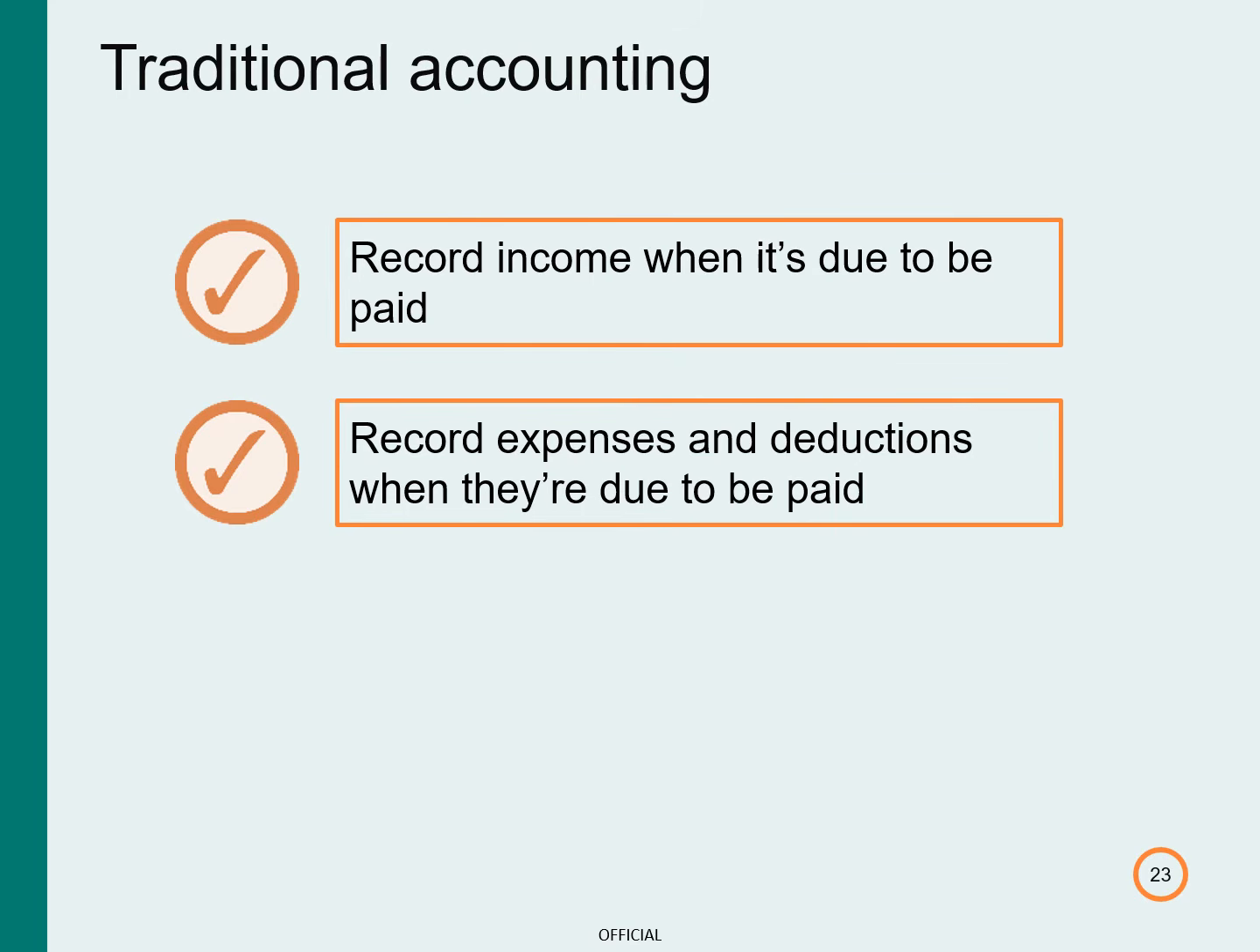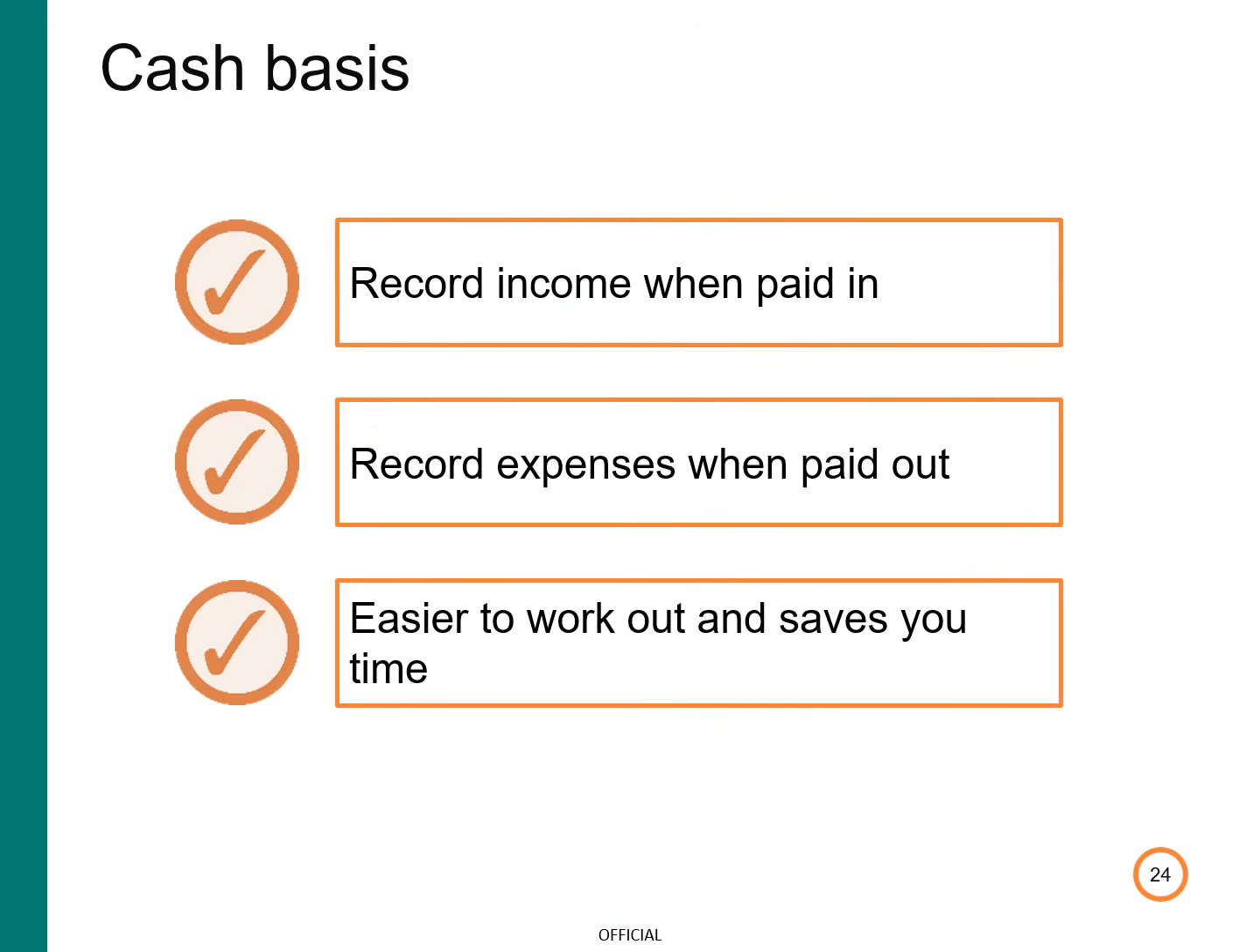With traditional accounting, you record income when it's due to be paid, even if it's not paid to you, and you record your expenses and deductions when they are due to be paid, even if you don't pay them at that point. With cash basis, you record your income and expenses when money is paid in or paid out. This will be easier to work out and save you time.